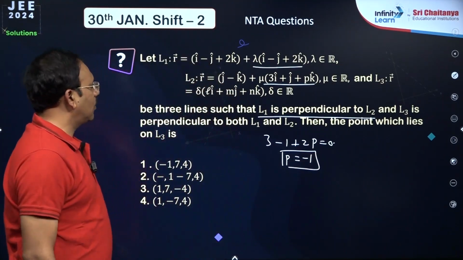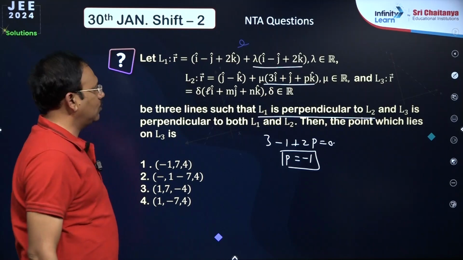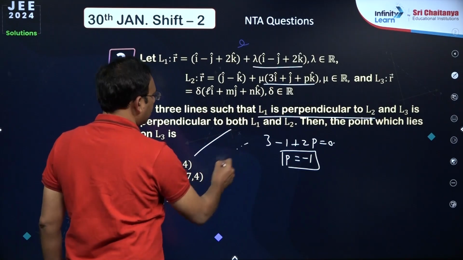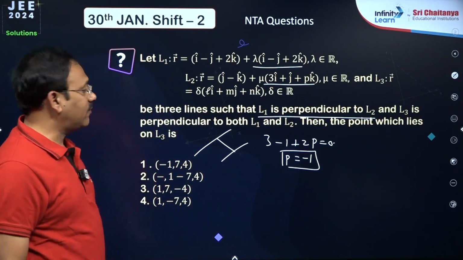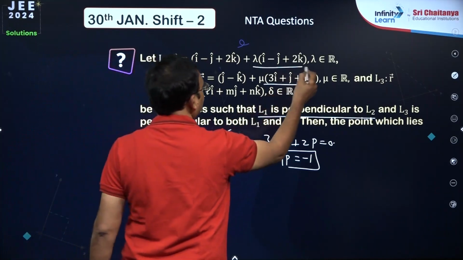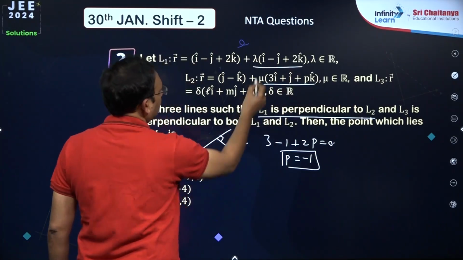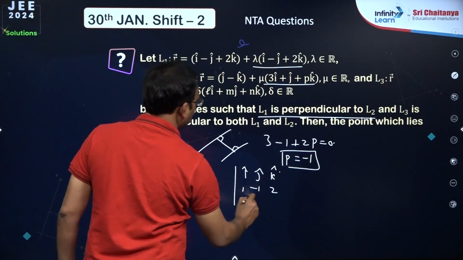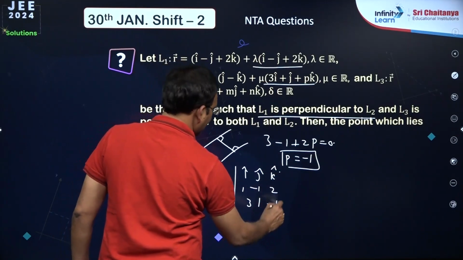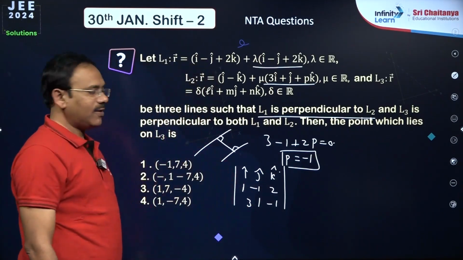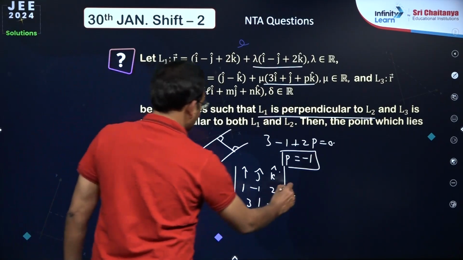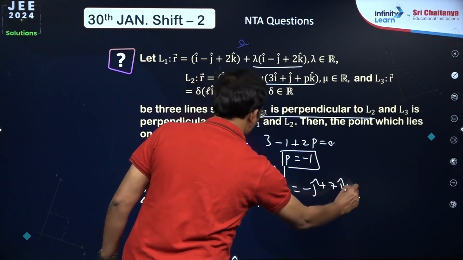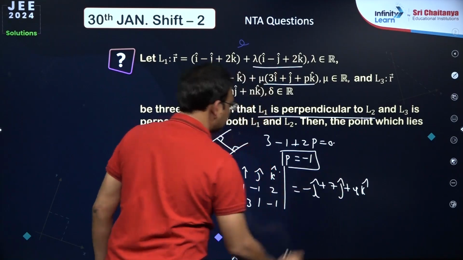The next, L3 is perpendicular to both L1 and L2. That means L3 must be perpendicular to L1 and L2, so you just take the cross product of these two. So this will be perpendicular to both the lines. What about the cross product of these two? i, j, k, 1, minus 1, 2, 3, 1, p, which is already minus 1. So you just try to find this, my dear friends. You are going to get minus i cap plus 7j cap plus 4k cap, right.